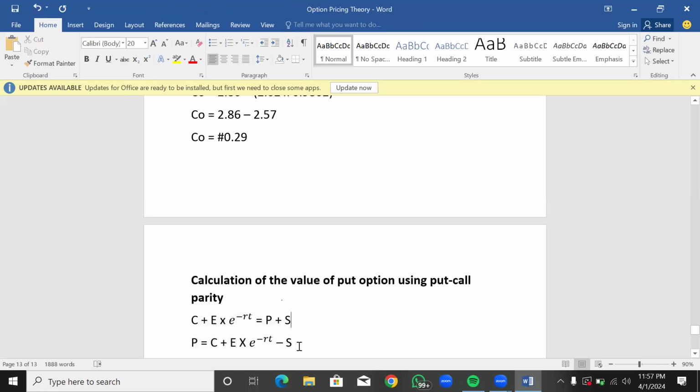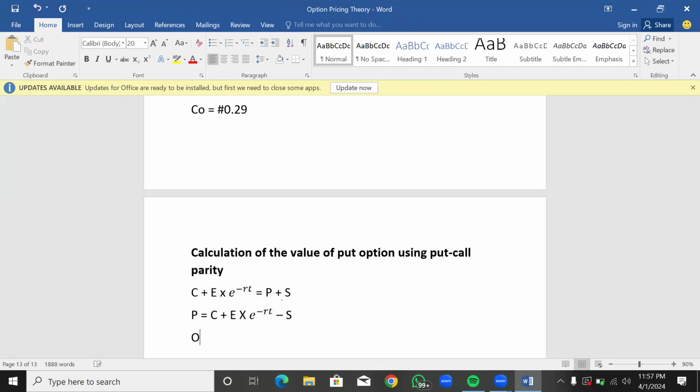Okay, now we already have our core, so we can now use this formula. So now let's say this thing is PO, not P. So what's the value of our call option now? 0.29. 0.29 plus 3.225, 2.57. We just go to 3.4.